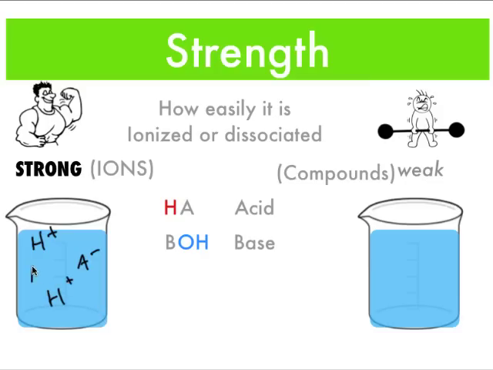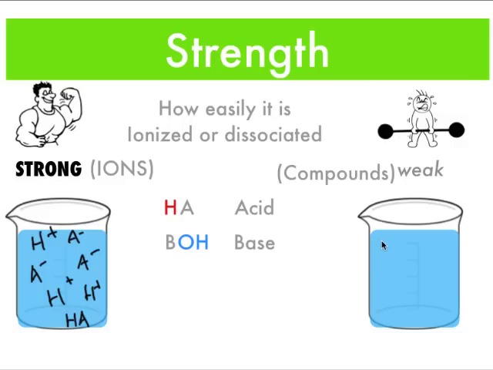And that's all strong means. If it's strong, it means the molecules are separated. Pretty much all of them will be separated, but they don't all have to be. There can still be some that are connected together without a charge. But most of them, if not all of them, are separated. That's what strong means. What about weak then?